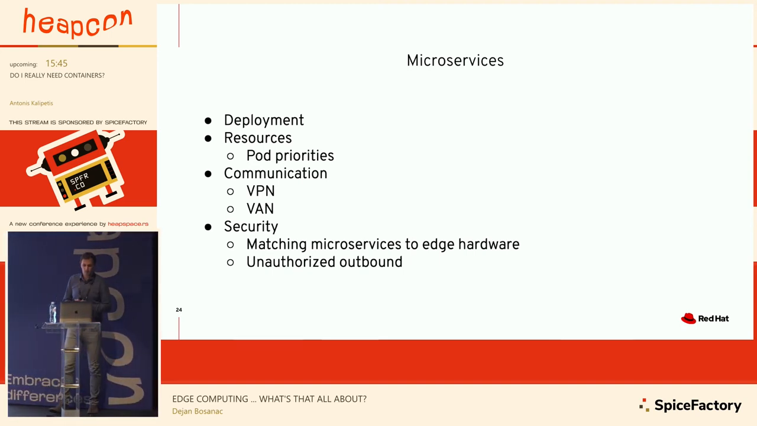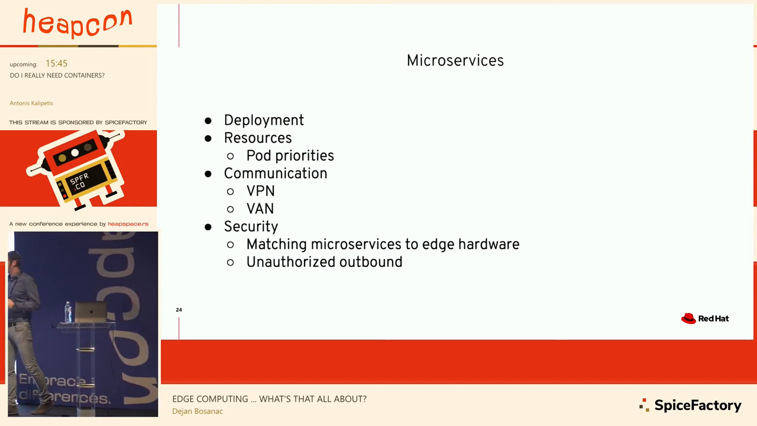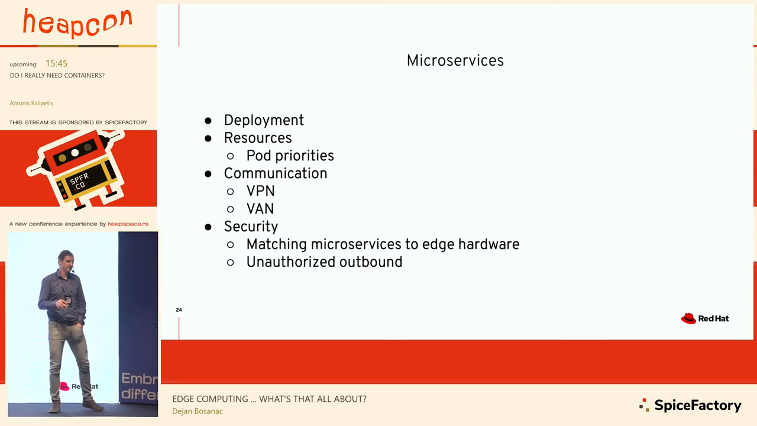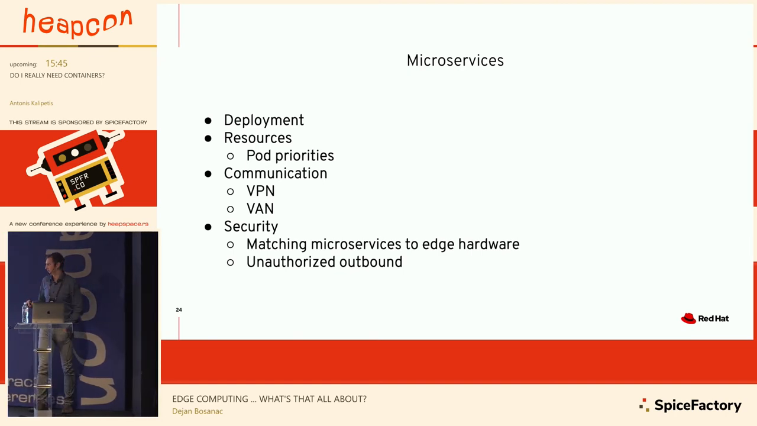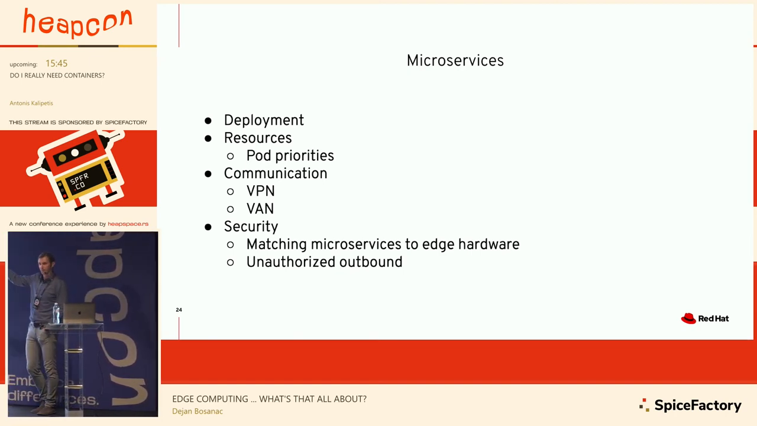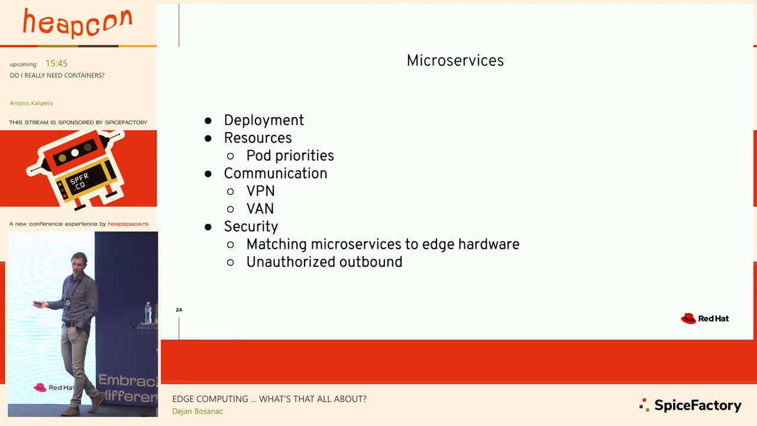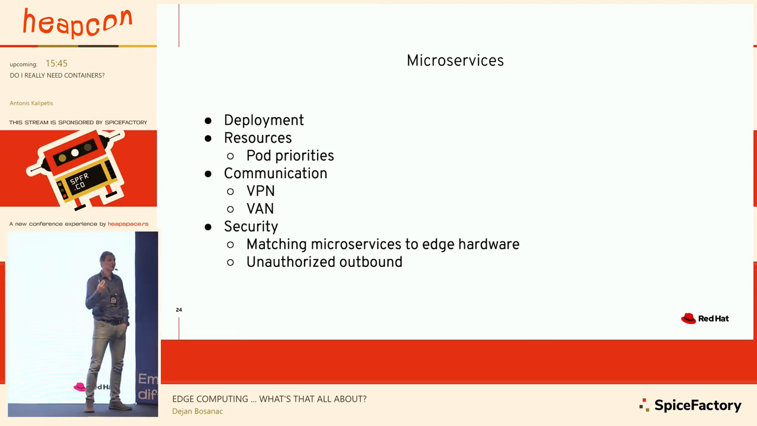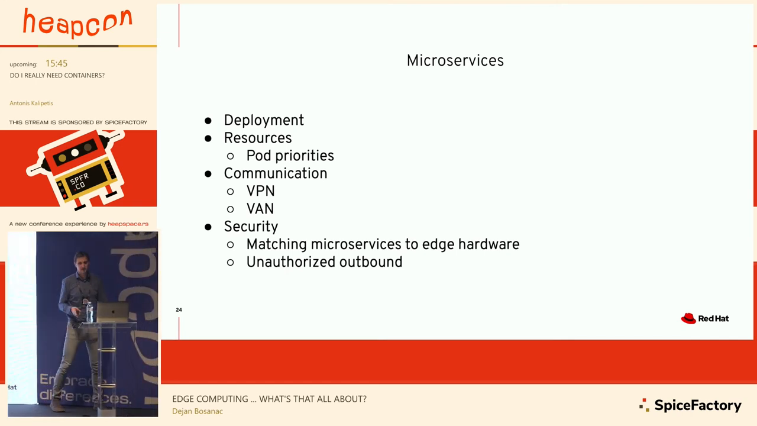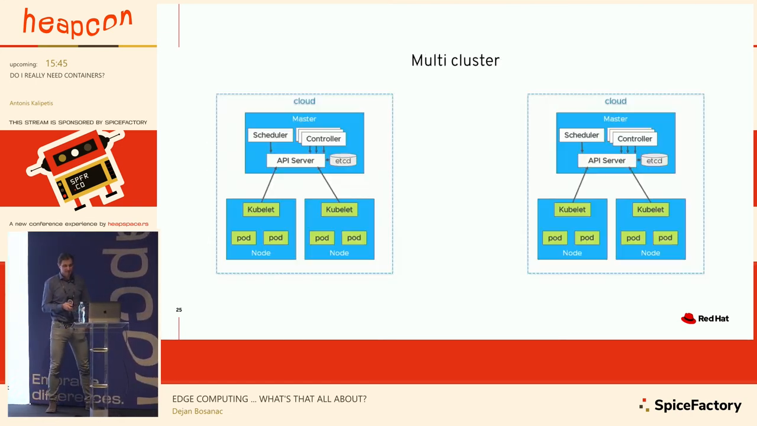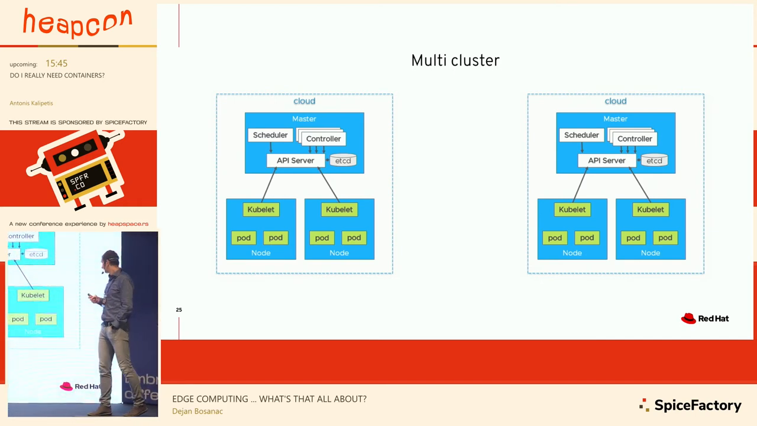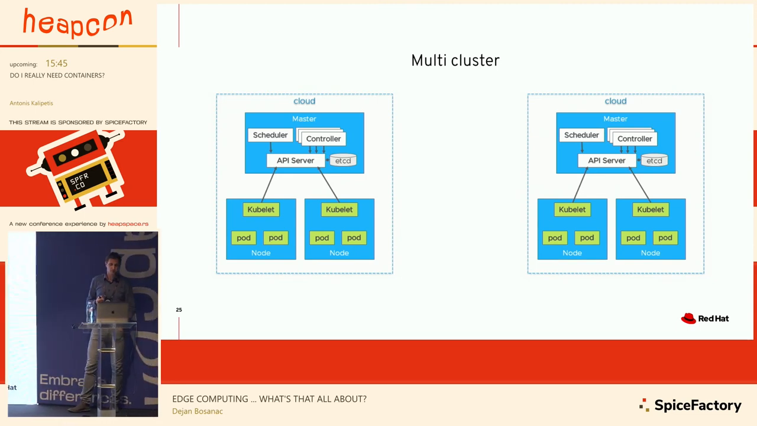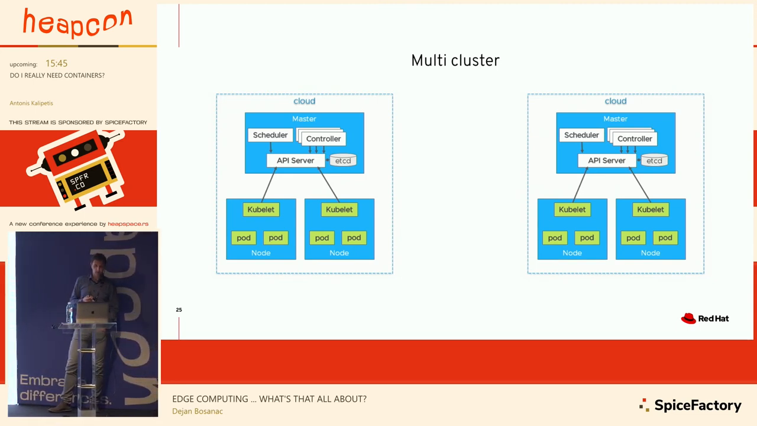Again, we need to make sure that we are running only the services that are authorized for a single site, single node. We need to track and monitor that there are no unauthorized outbound connections from that site, to prevent all kinds of malicious activity, which is much easier to do in this kind of environment than in the central cloud. So how can we do it today with the tools we have, and where are we going with this?